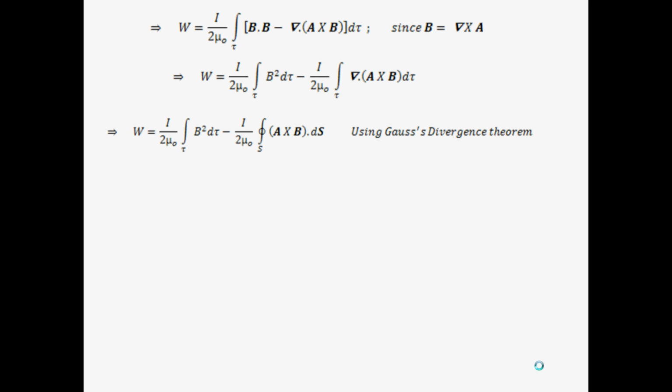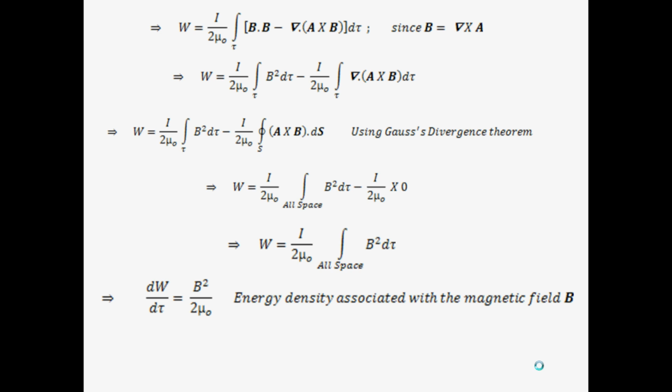And if we consider the volume to be all space, since the field is spread over all space, the second integral simply vanishes, since the quantity A cross B has negligible values on the surface enclosing all space. And therefore the expression that we obtain for the energy associated with the magnetic field B is 1 by mu naught volume integral of B square over all space. We can also obtain an expression for the energy density associated with the magnetostatic field, which is B square by 2 mu naught, and it is analogous to energy density associated with the electrostatic field, which is half epsilon naught E square.